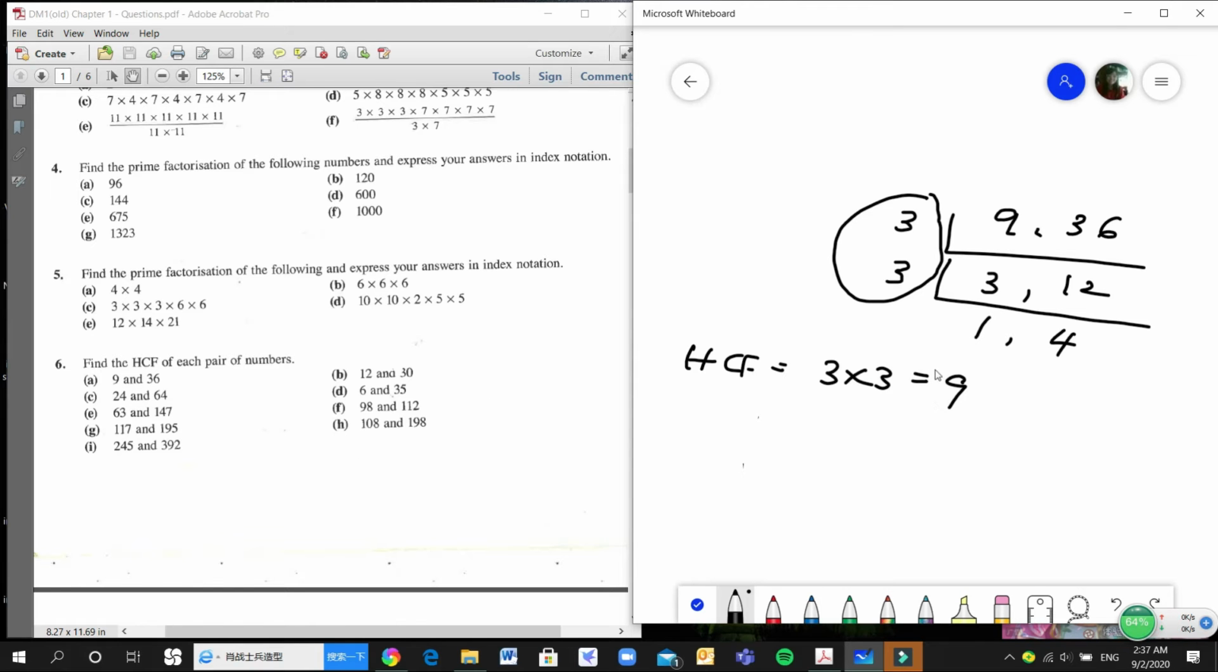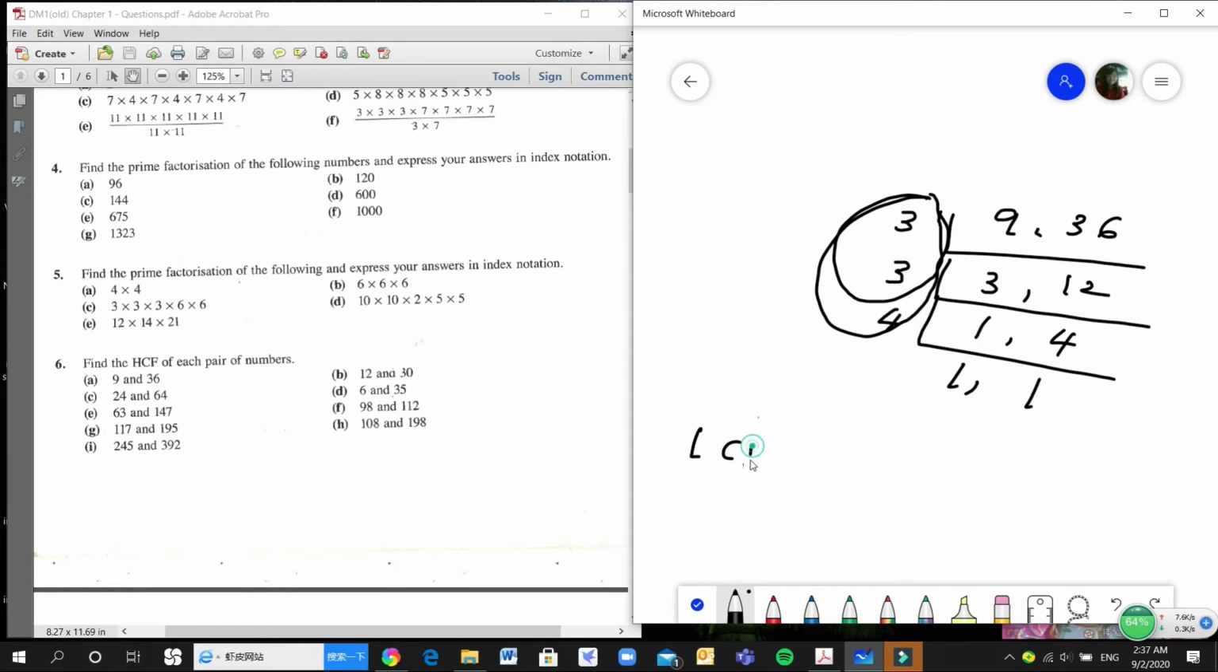And if you continue until you divide both of them until 1. So now this one no more, and then I have 4. If I want to continue, 4 divided by 4 is 1. Then all these will give the lowest common multiple, LCM. So it will be 3 times 3 times 4. So the lowest common multiple will be 36.